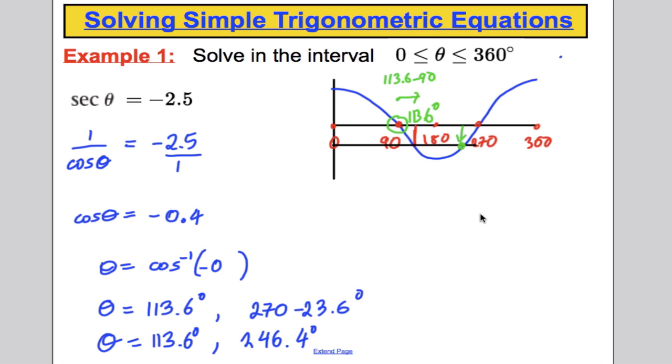And obviously at the end you check you actually got the right answer. So sec of theta, that would be 1 over cos of 113.6. You type that in your calculator. I get almost negative 2.5, and if I type in my calculator 1 divided by cos of 246.4, I also get nearly negative 2.5. So I know I've got the right answers in the range 0 to 360, and I'm done.